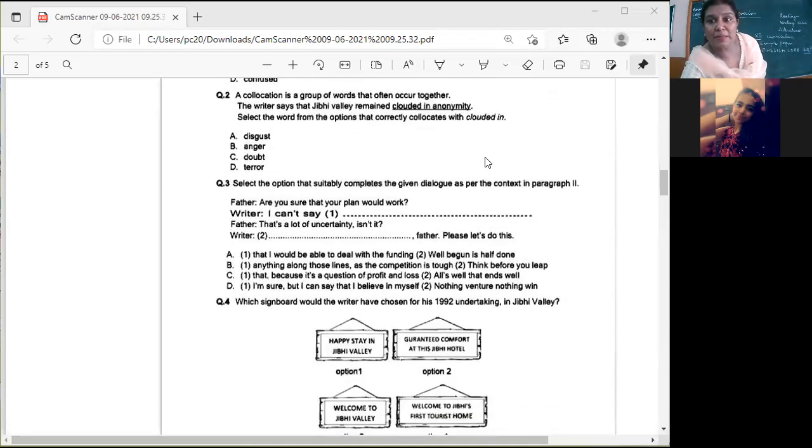Now select the option that completes the dialogue. Are you sure that your plan could work? I can't say. That's a lot of uncertainty, isn't it? Dash, father, please, let's do this. Now, supposing he went home and he wanted to start his own guest house and all. So what would the dialogue be?